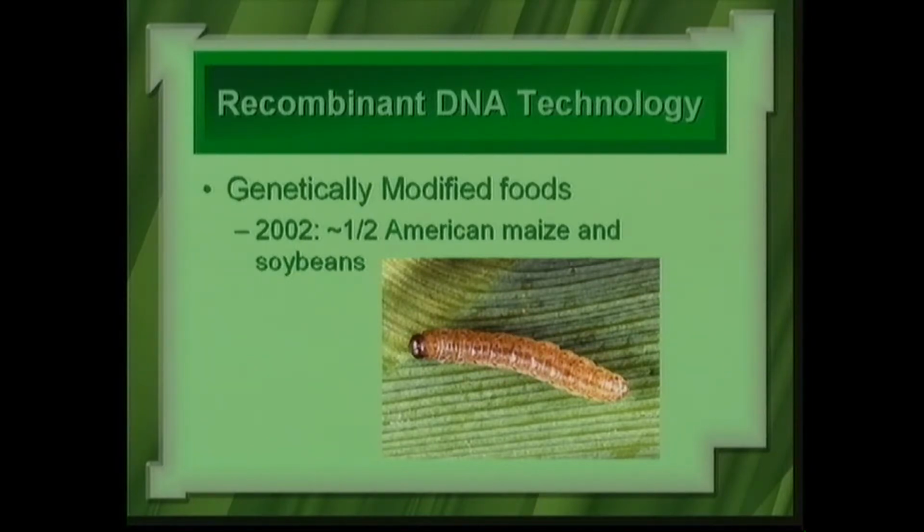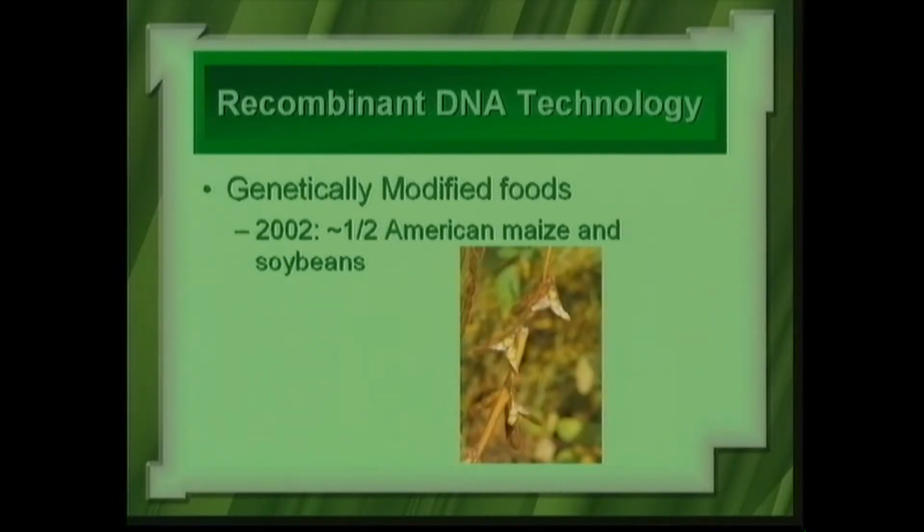Even though about half of American corn and also soybeans are genetically modified, here we have a picture of soybeans, also known as edamame here in Hawaii. A lot of the corn and a lot of the soybeans that are produced are actually eaten by cattle, pigs, and other domestic animals that we use for food.